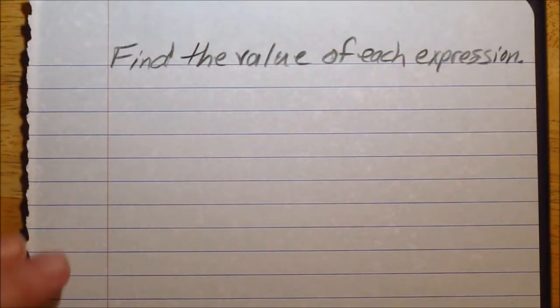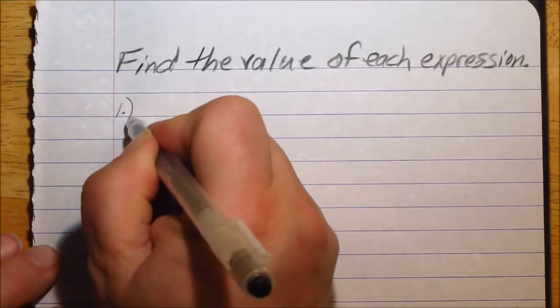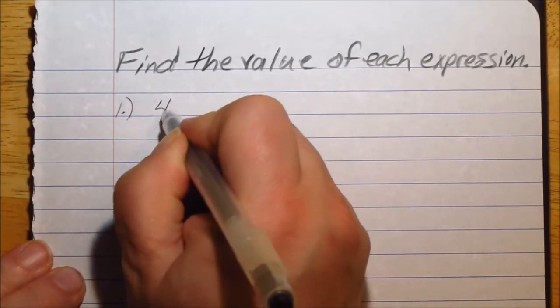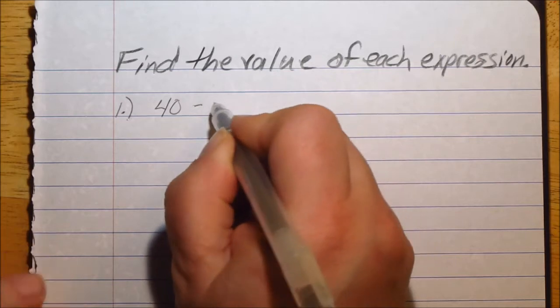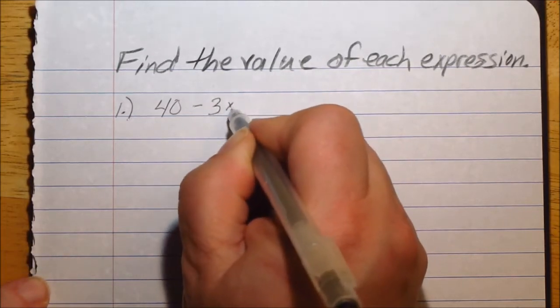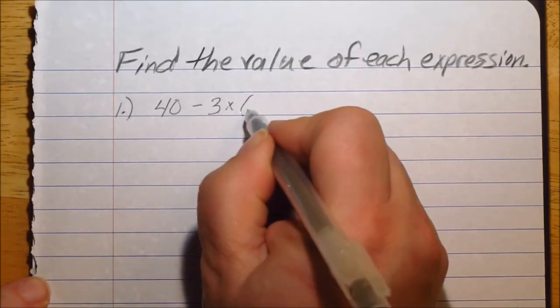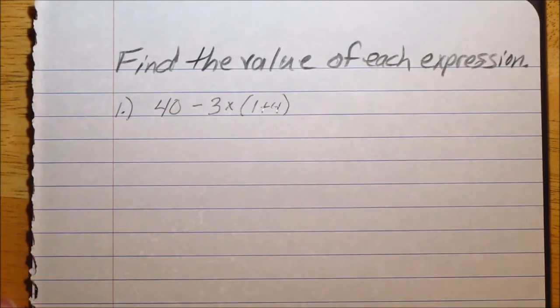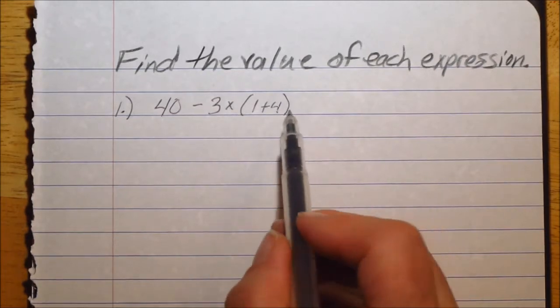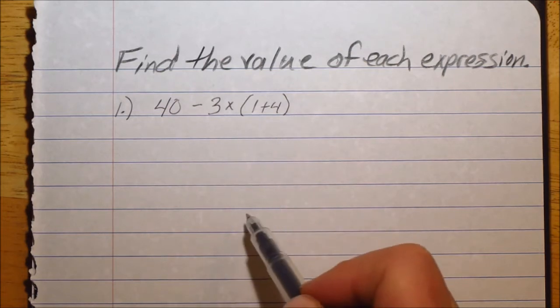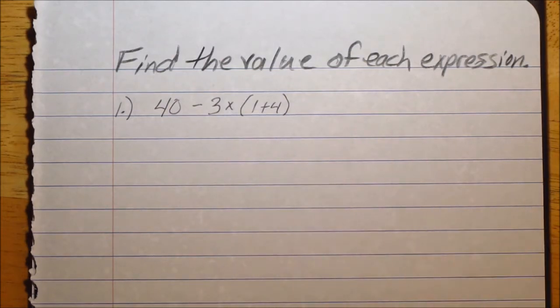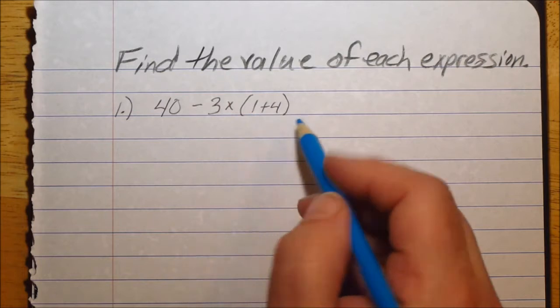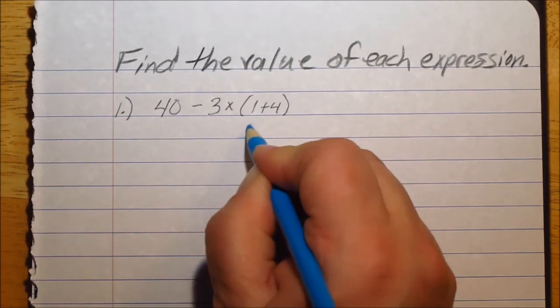Well, the first one is going to be 40 minus 3 times 1 plus 4 in parentheses. So my order of operations tells me that first I must take care of anything in grouping symbols. And I have grouping symbols right here, these parentheses, right? That's my first step. So 1 plus 4 becomes 5.